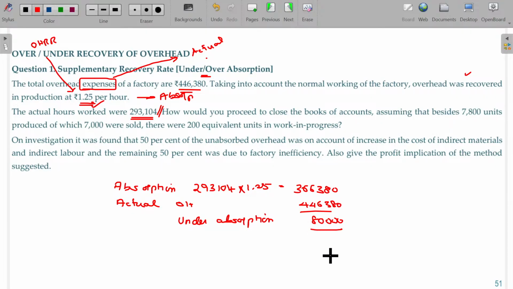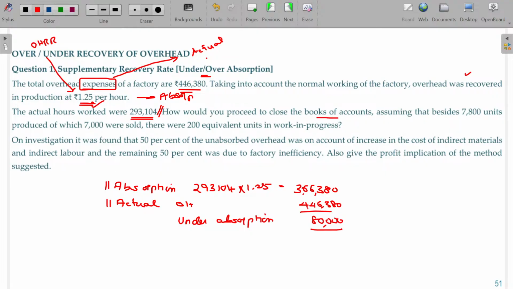Step number 5 done. Step number 6, how am I going to deal with this one? Under absorption 80,000 rupees. While billing, I intimated based on the estimation only, but actual may vary. In that case, I will recover it from you. While billing itself, while giving the quotation itself, this is rough information. So 3,66,380 is the rough information. It is going to be compared with the actual. If there is any difference, then we'll settle that later on.